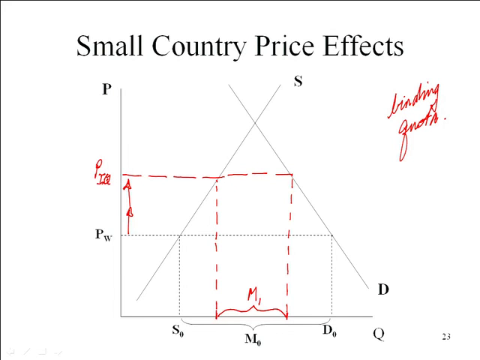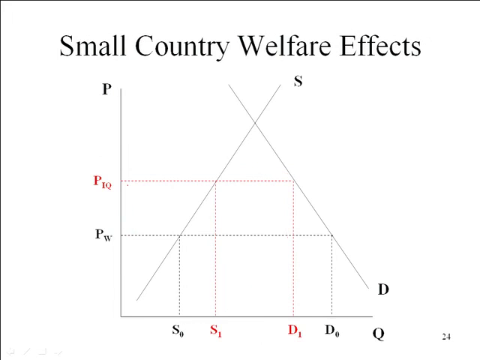We know what the price effects are for a small country. It's going to raise the price. And again, it'll raise the price by exactly the same amount as a specific tariff would that reduces the volume of imports to the same level. So when we think about our consumer and producer surplus, we need to think about our various regions. So let's just label those A, B, C, D.